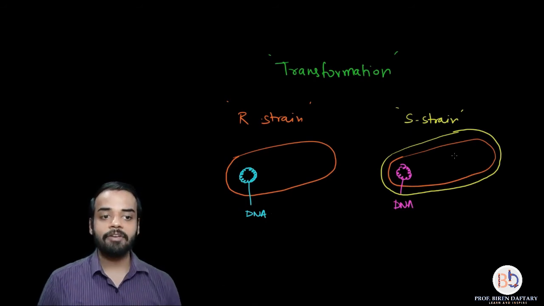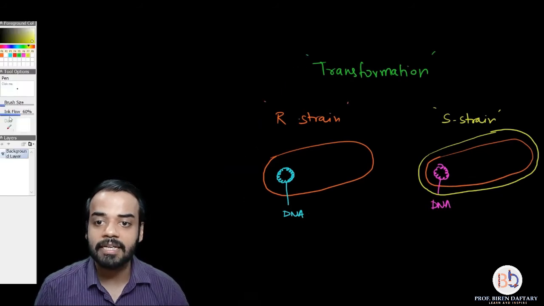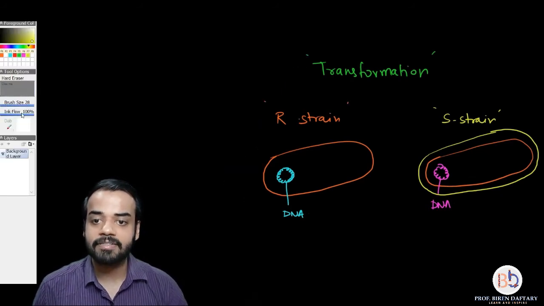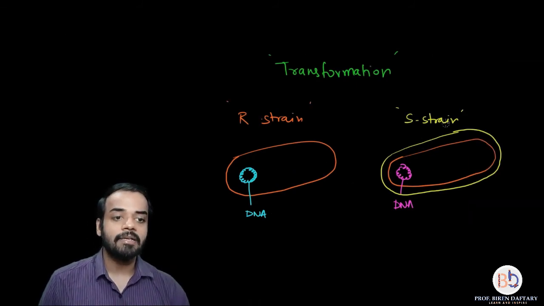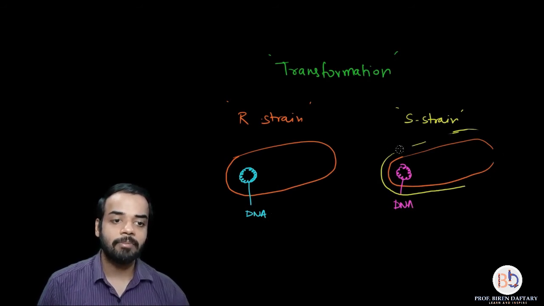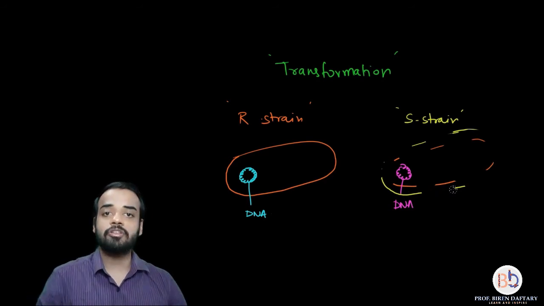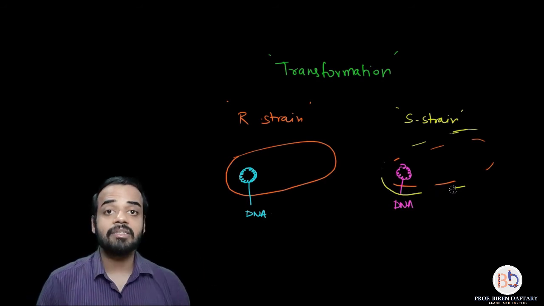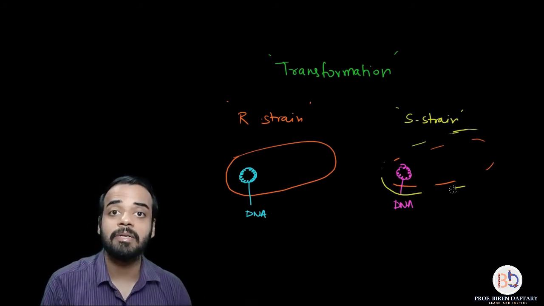So if I were to heat this S strain, what would happen is, because of the heat, the different parts of the S strain would get destroyed. For example, this capsule which is present, that would get destroyed because of the heat. So I am rubbing it off. The cell wall would get destroyed. Okay, the organelles would get destroyed. So most of the things you can see, they would get destroyed because of the heat, except the DNA. The DNA does not get affected by heat. It is heat resistant, please remember.